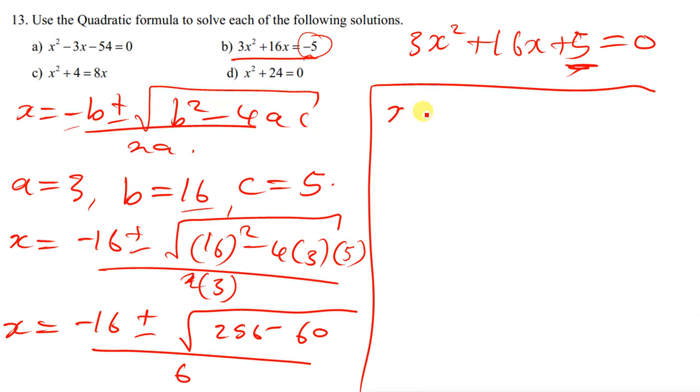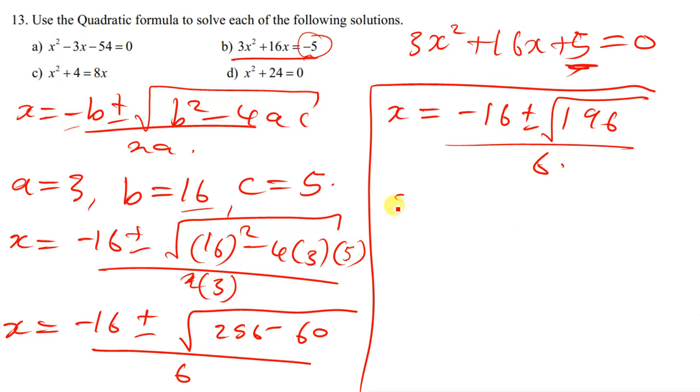Okay, so the value of x is equal to negative 16 plus or minus 256 minus 60 gives us 196. So 196 there, then everything divided by 6. So the value of x is therefore negative 16 plus or minus, then the square root of 196 is simply just 14. So we write 14 there, everything over 6.